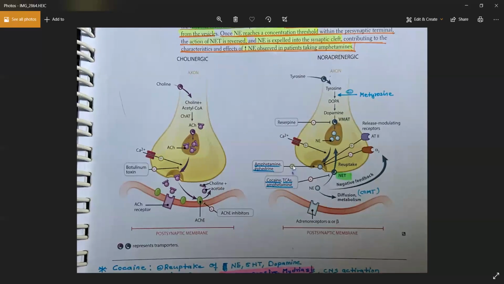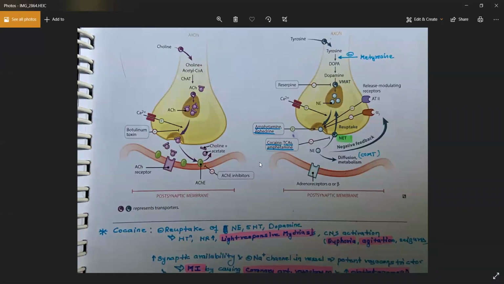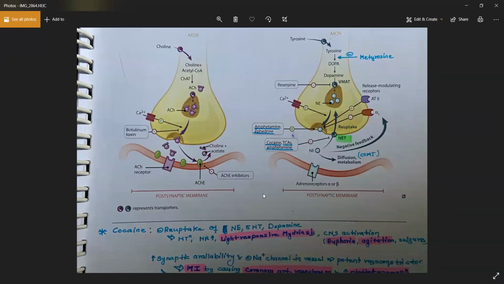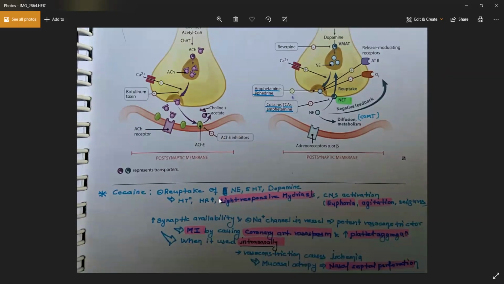So guys, you can tell me what is going to happen in the toxicity of cocaine or amphetamine or epinephrine. You can now easily understand. In the eye, because the alpha receptors are also in the eye, what is going to happen is some mydriasis, which is very light responsive. And why the light responsive mydriasis? What does it mean?